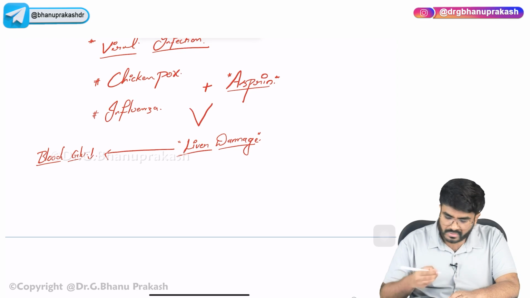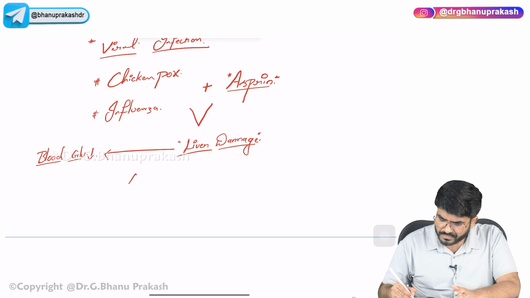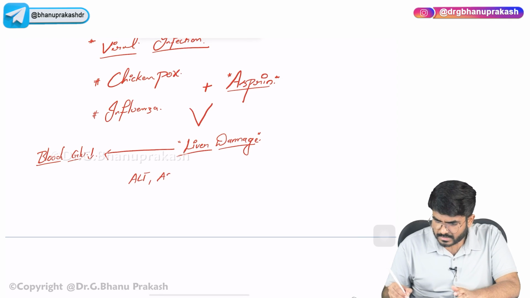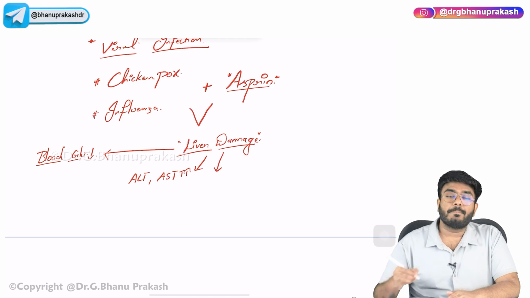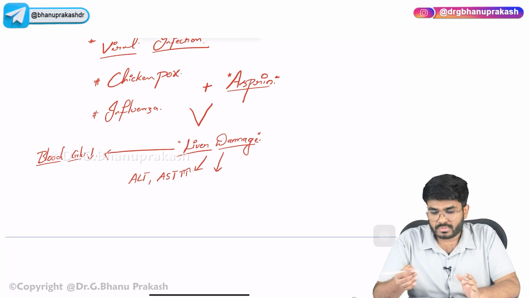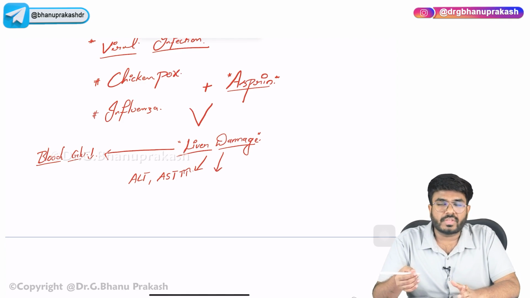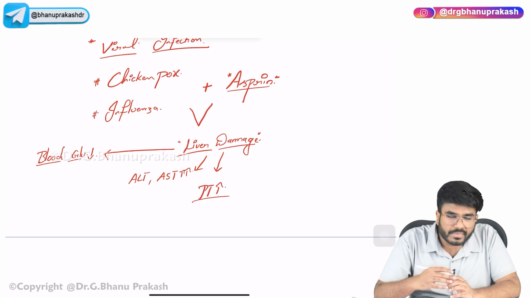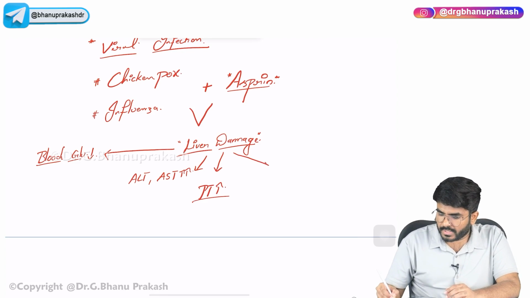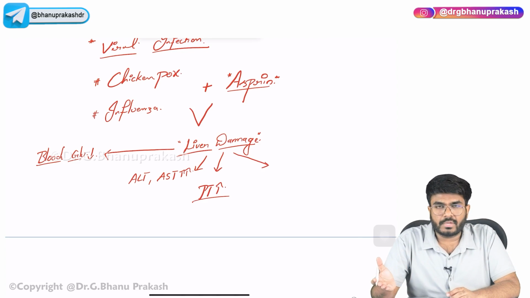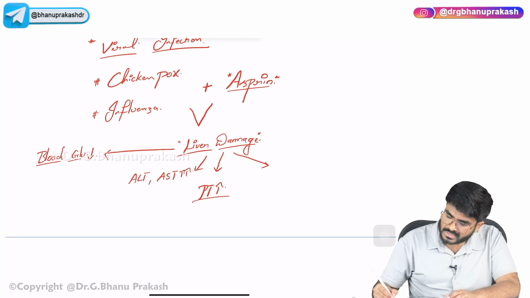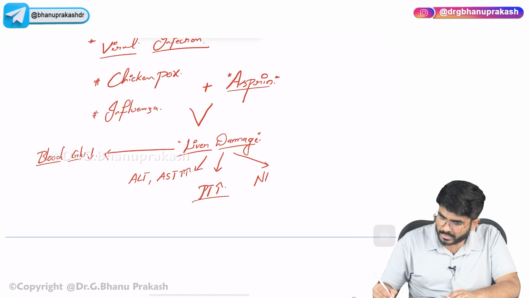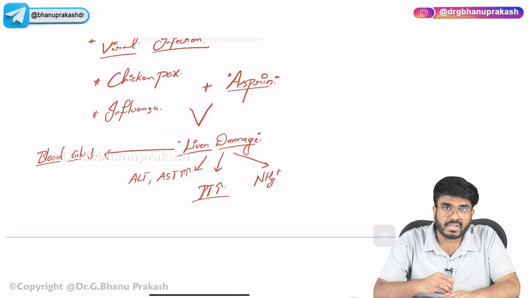That's one possibility. Whenever there is liver damage, as usual, the ALT and AST levels are going to be elevated. Now the liver is the place where the clotting factors are produced. Whenever there is liver damage, the clotting factors are not produced. So when clotting is not happening properly, what happens to the PT? The PT, the clotting time, is going to increase. Now the liver is also the place where ammonia is converted into urea. In liver damage, the urea cycle is not happening properly. So what happens? The ammonia levels in the body are going to increase. The NH3 levels are getting increased.